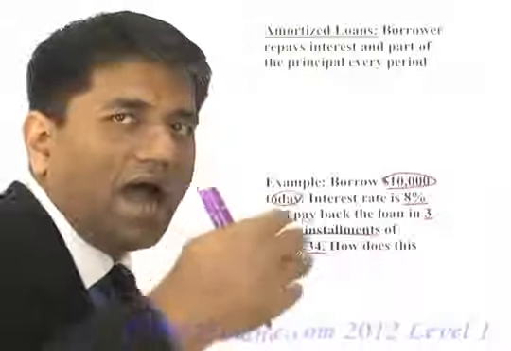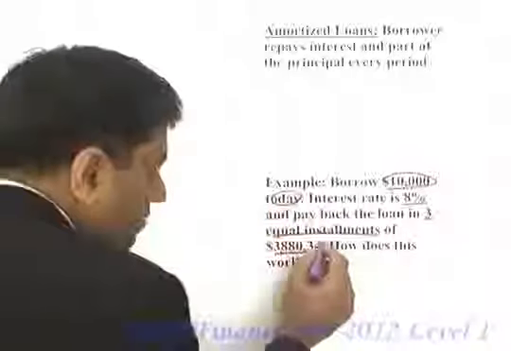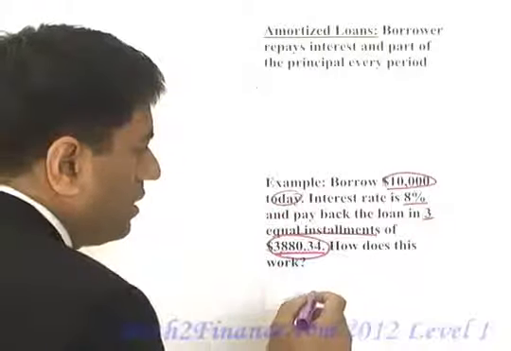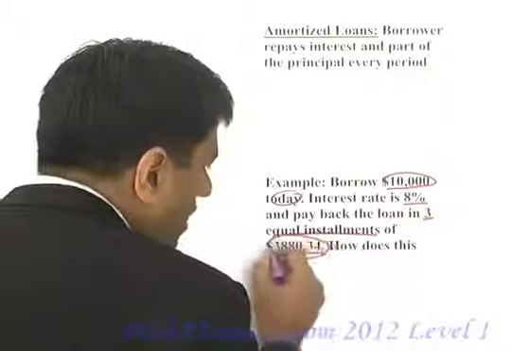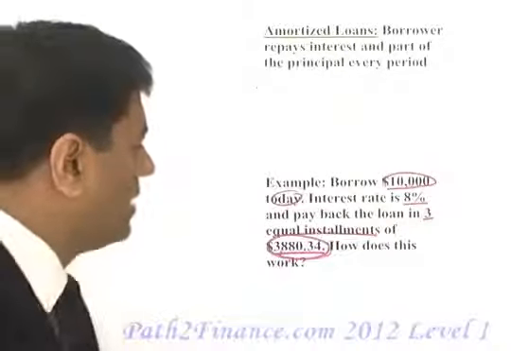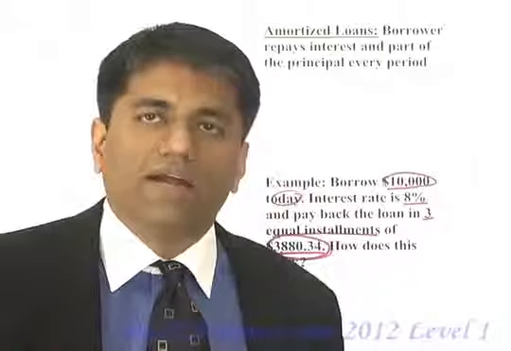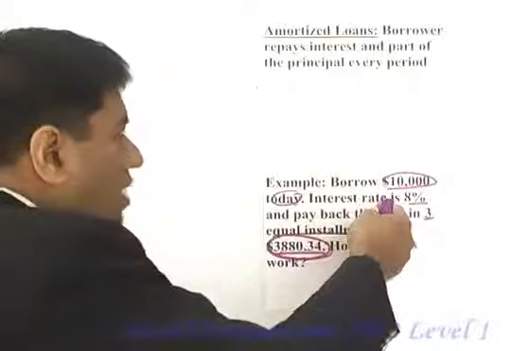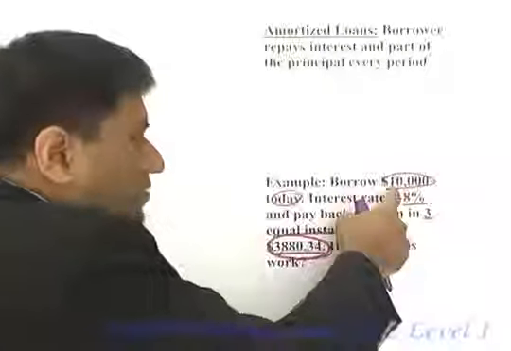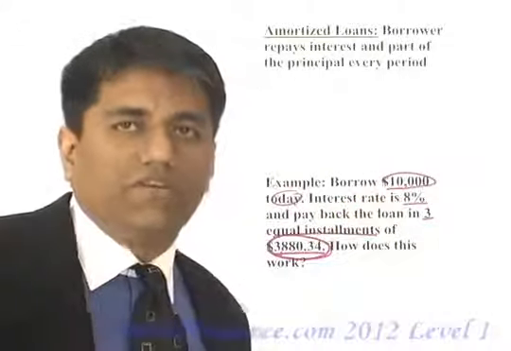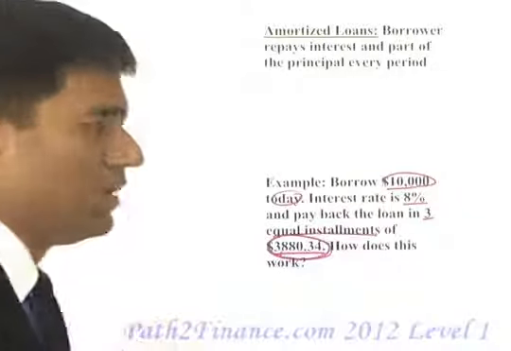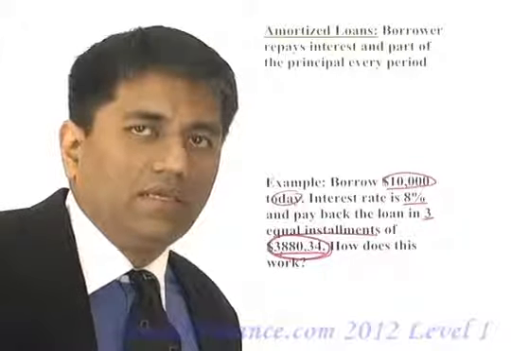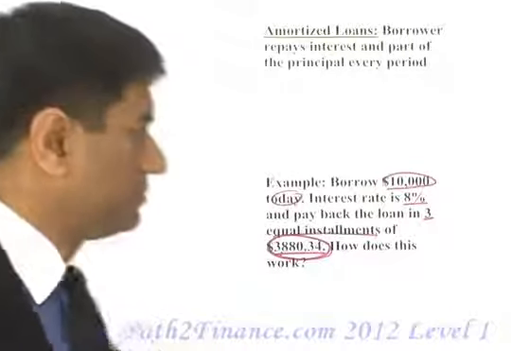We are going to see how these 3 equal payments of 3,880 are going to pay back the loan of 10,000 at an 8% rate of return. The 8% rate of return is for whoever lent the money, they get the rate of return.